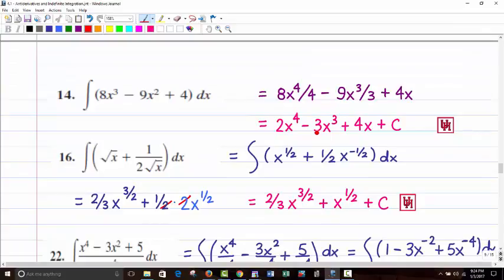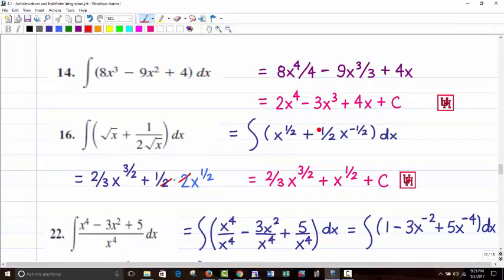Let's look at some more examples. This one's pretty easy. And there's 3 terms here, but once again, I did not have to write 3 integrals, but I am finding 3 antiderivatives without putting the symbol 3 times. So 8x cubed would be 8x to the 3 plus 1, which is 4, x to the 4th over 4. And then we have minus 9x squared over 3, and then plus 4x.